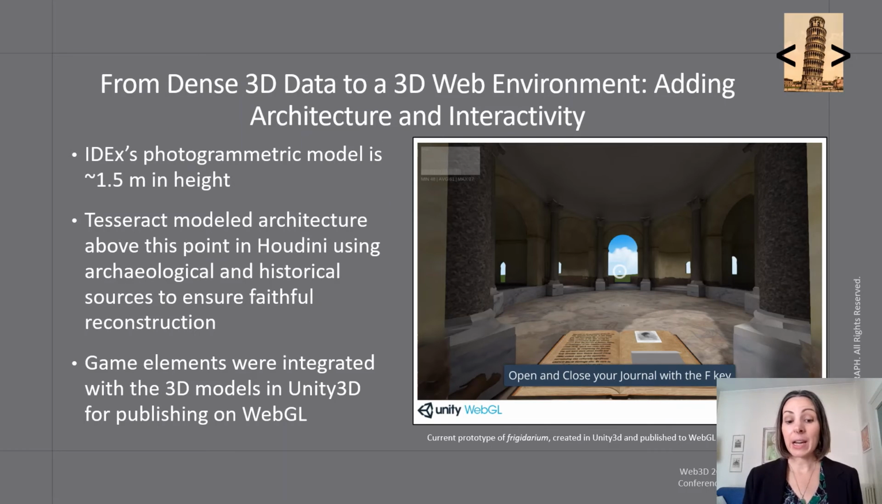The next step was to add the architecture above this 1.5 meter height and a plausible roof. Assessing the complexity of the photogrammetry data for the upper walls and columns, the team determined that it would be quicker in terms of labor and more efficient for playability to model the walls and columns procedurally using Houdini rather than trying to decimate and fill holes in the scanning data.